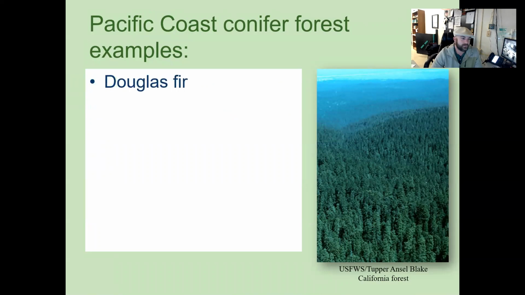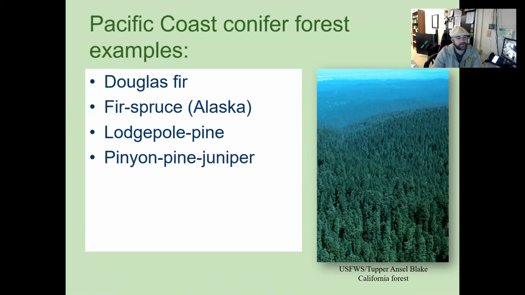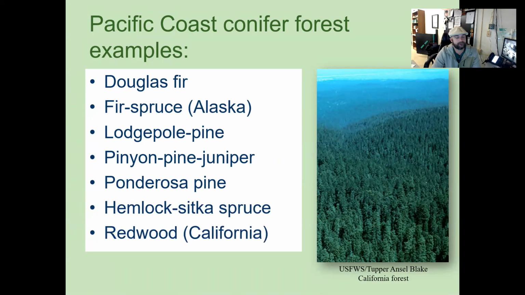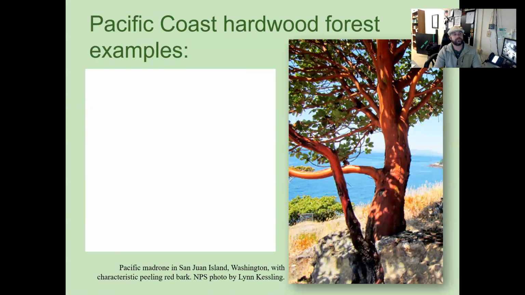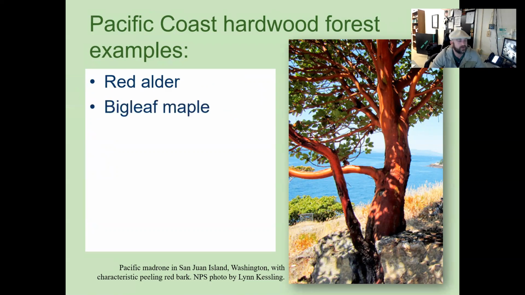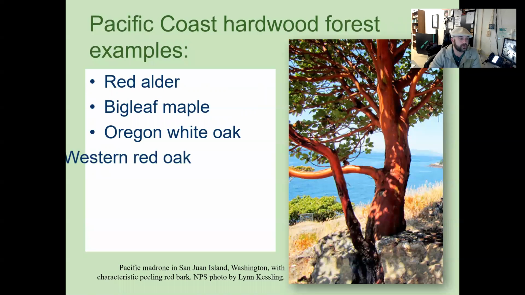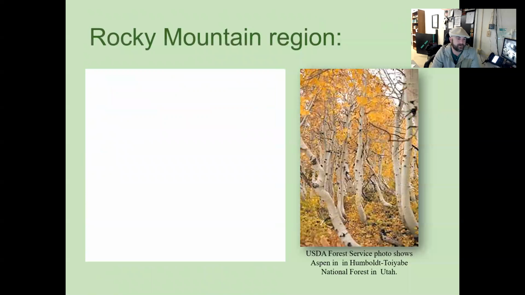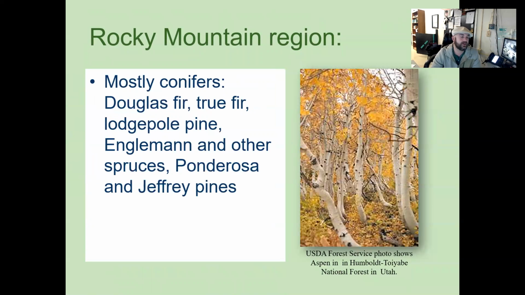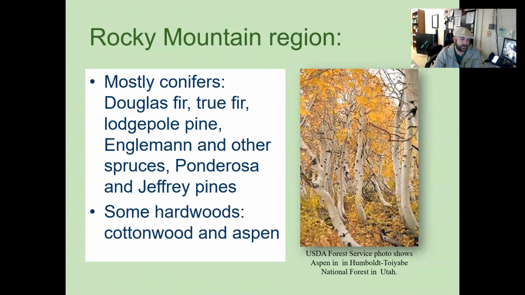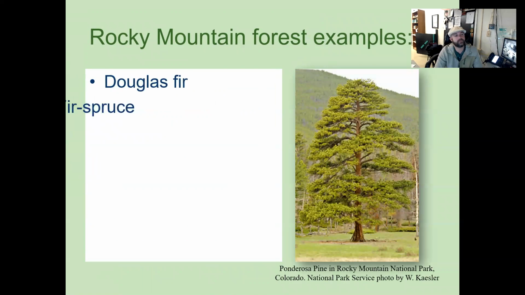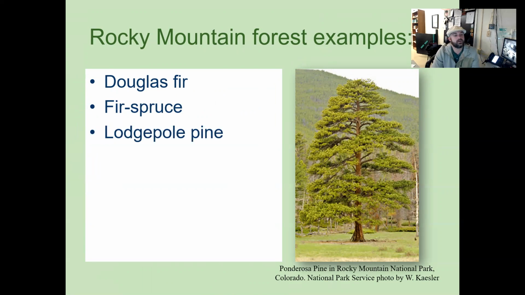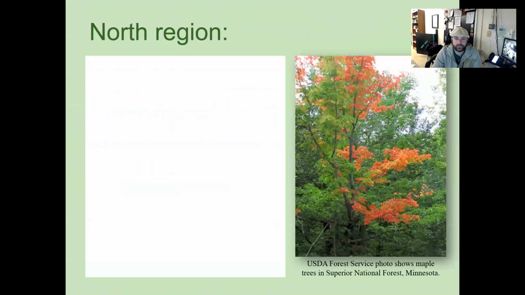So our Pacific Coast conifer examples: Douglas fir, fir, spruce, lodgepole pine, and I'll let you go through these on your own. So Pacific Coast hardwood forests, you're going to have red alder, bigleaf maple, Oregon white oak, western red oak, tan oak, Pacific madrone. And then in the Rocky Mountain region, you're going to have mostly conifers: Douglas fir, true fir, lodgepole pine, Engelmann and other spruces, ponderosa pines, and Jeffrey pines, and then some hardwoods with cottonwood and aspen. Our Rocky Mountain forest examples are Douglas fir, fir, spruce, lodgepole pine, and I am going to let you go through these on your own whenever you do your worksheet.